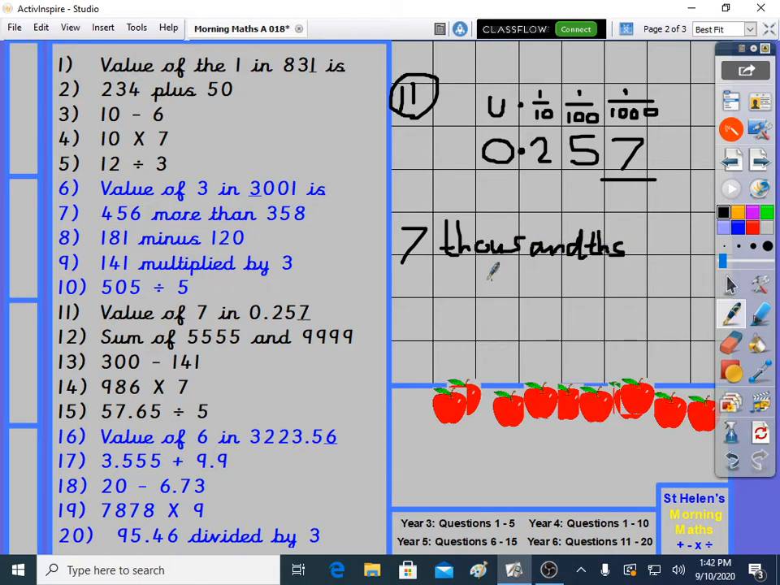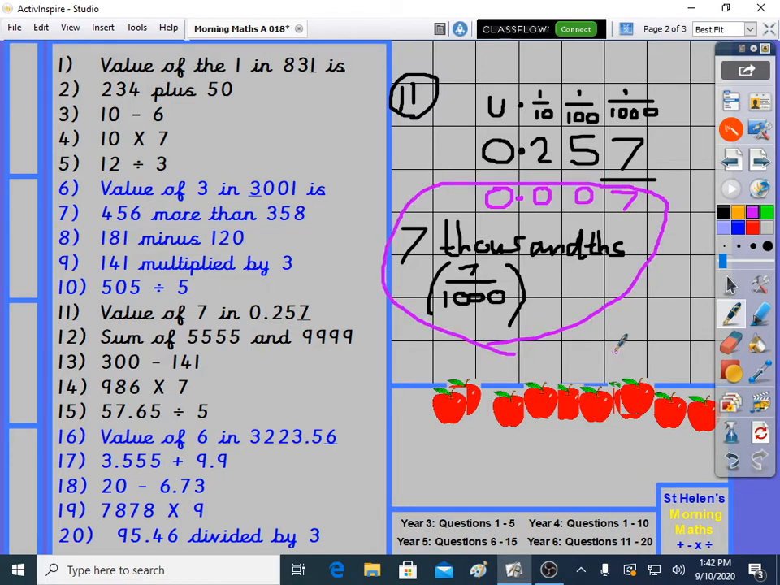And as always, hopefully you're starting to notice how decimals and fractions match up. This is the fraction answer, 7 thousandths, because it's in the thousandths column, 7 thousandths. And as a decimal, easiest way for that sometimes is to write it under the number. Change everything to 0 except the 7, and it's 0.007. That's the decimal answer. So we have all our 3 answers. And we're on question 12.